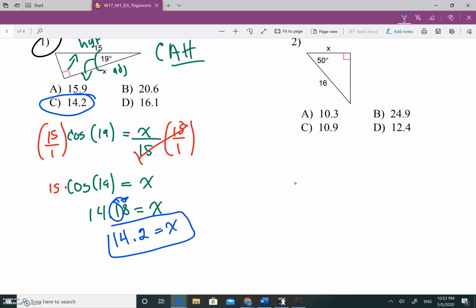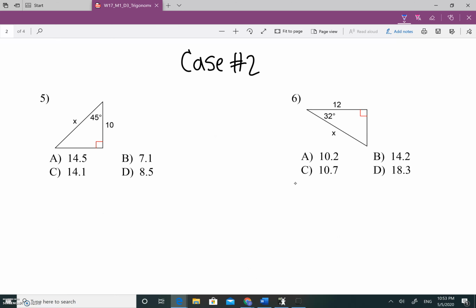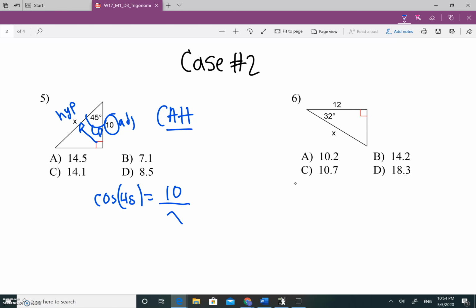Now let's go over how this is going to be different for case 2. So just going over this again, we multiplied by 15 because that's the denominator. If you look over for case number 2, you're going to notice that the denominator is going to be x in this case, because we have the angle here, and then this is going to be my adjacent, and then my hypotenuse, or the one opposite to my 90 degree angle, is going to be x. So remember, we're still working with cosine, so there's going to be CAH. So it's going to be cosine 45 is equal to adjacent, which is 10, over x.